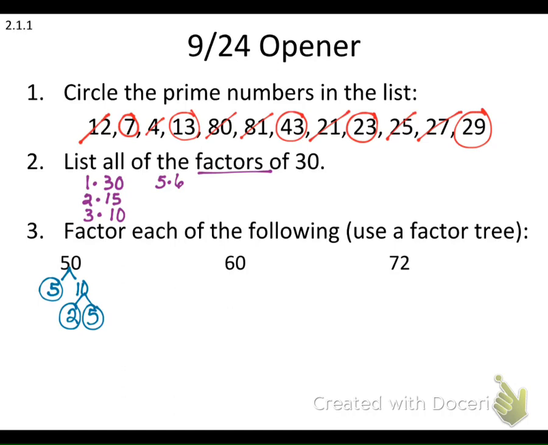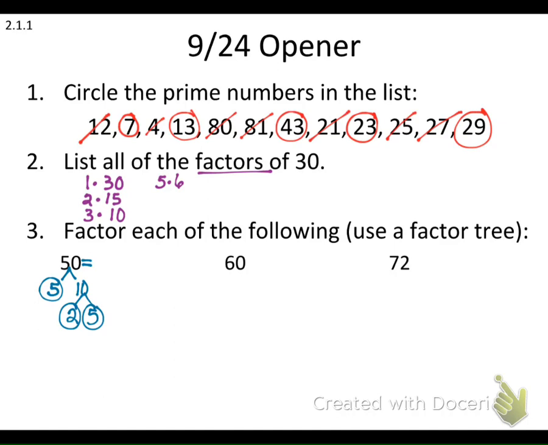Okay? So after we factor it, we have to write this in 2 different ways. We're going to write it first in standard form and then in exponential form. So when you write it in standard form, you're going to write all your numbers out in order from least to greatest that you have circled. We're only focused on our prime numbers that are circled. Is my 10 here circled? No, so I'm not going to do anything with that.